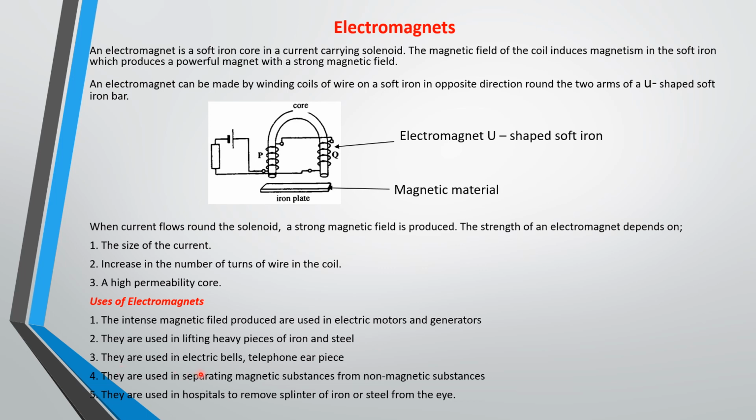They are also used in electric bells and telephone earpieces. They are used in separating magnetic substances from non-magnetic substances. They are used in hospitals to remove splinters of iron or steel from the eye. So these are some of the uses of electromagnets. It's good that you take note of this. Now we're going to look at applications in electric bells and telephone earpieces.